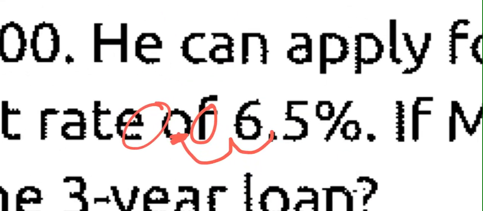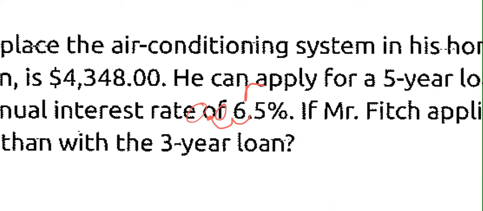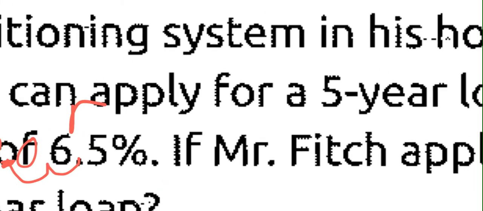I'm going to go ahead and move that over. So I'm going to move my decimal over 2 places. So this is going to be 0.065. I'm going to mark that this is my rate. And actually we know the time too. There's the time, 5 years. I read it and forgot about it.